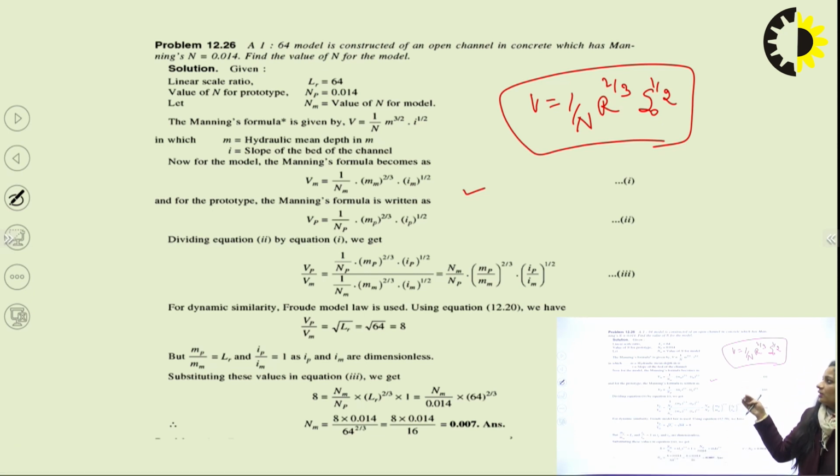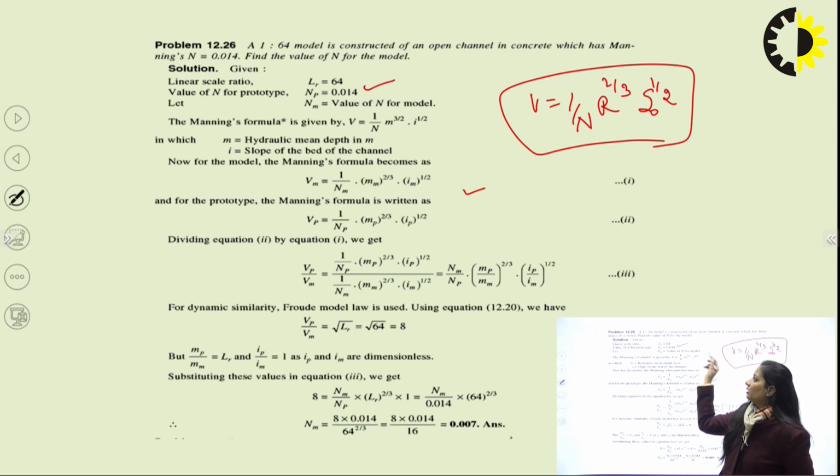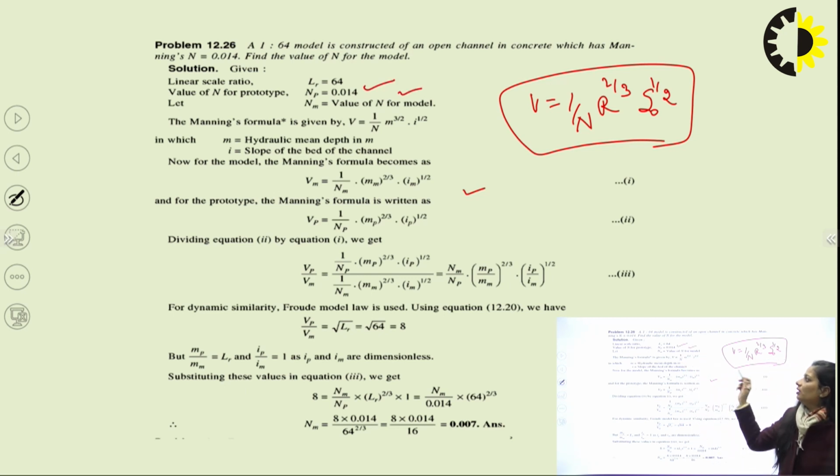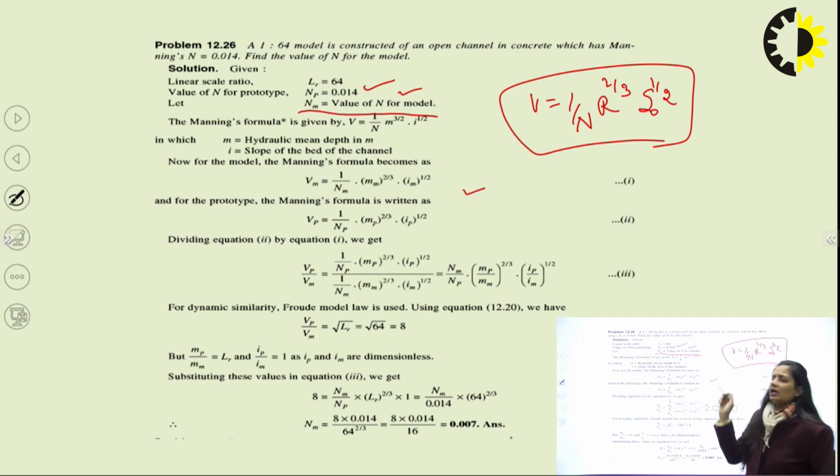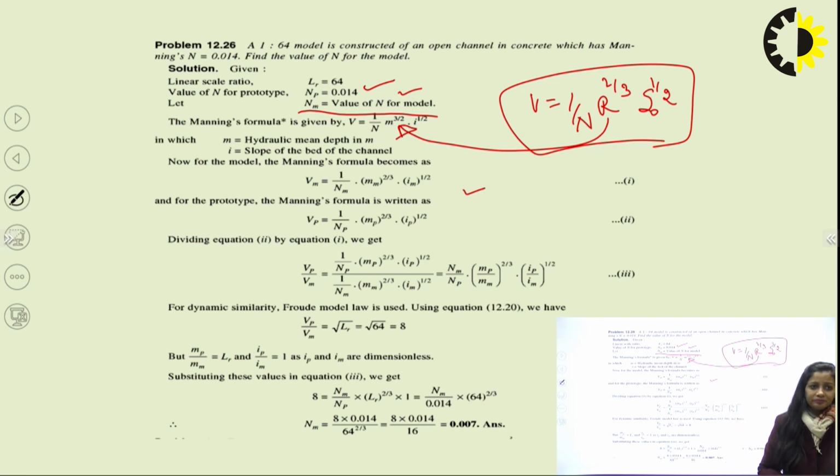Now in this particular question, LR is given as 64, Np is given as 0.014, and Nm will be the value of n for the model. In this equation, R is taken in m as the hydraulic mean depth. You just need to formulate the velocity for the model and the velocity of the prototype and take the ratio. You will get this equation in the form of hydraulic radius and slope. Your slope is also written in the form of I, but actually this is S naught only.